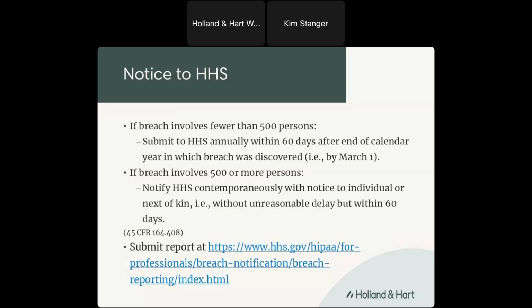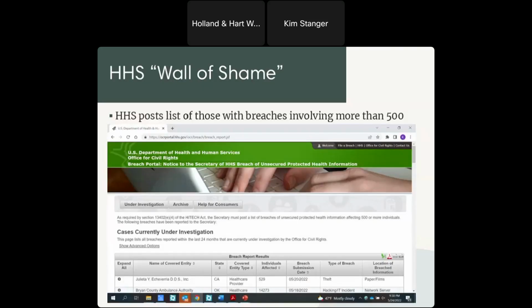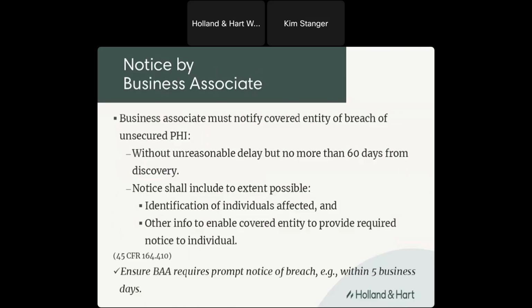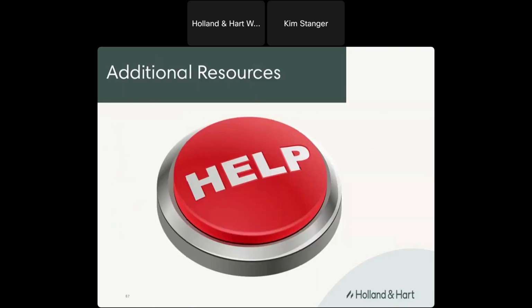You submit that electronically. If the breach involves more than 500 persons, you're added to the HHS wall of shame that lists everybody who had breaches involving more than 500 persons. Also, if the breach involves more than 500 persons in a particular state, you've got to notify media of the breach, but for heaven's sakes, don't compound the problem by disclosing protected health information as part of that notice. If you're a business associate and you discover a breach, then you've got to notify the covered entity so the covered entity can go ahead and give those notices.